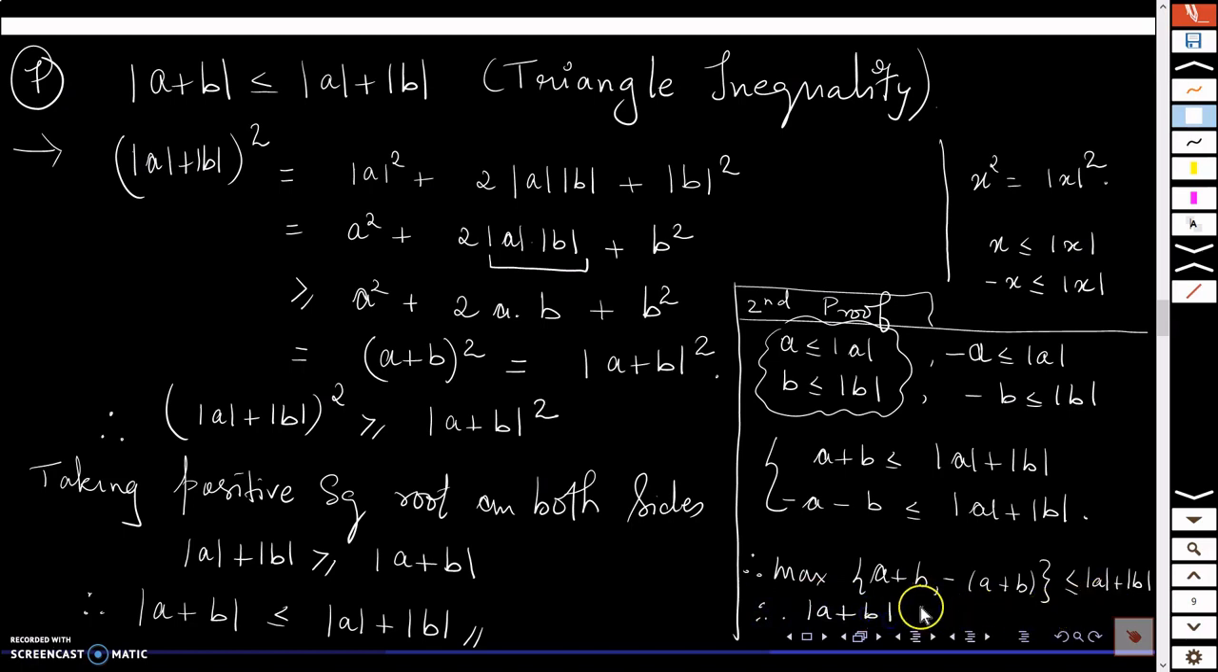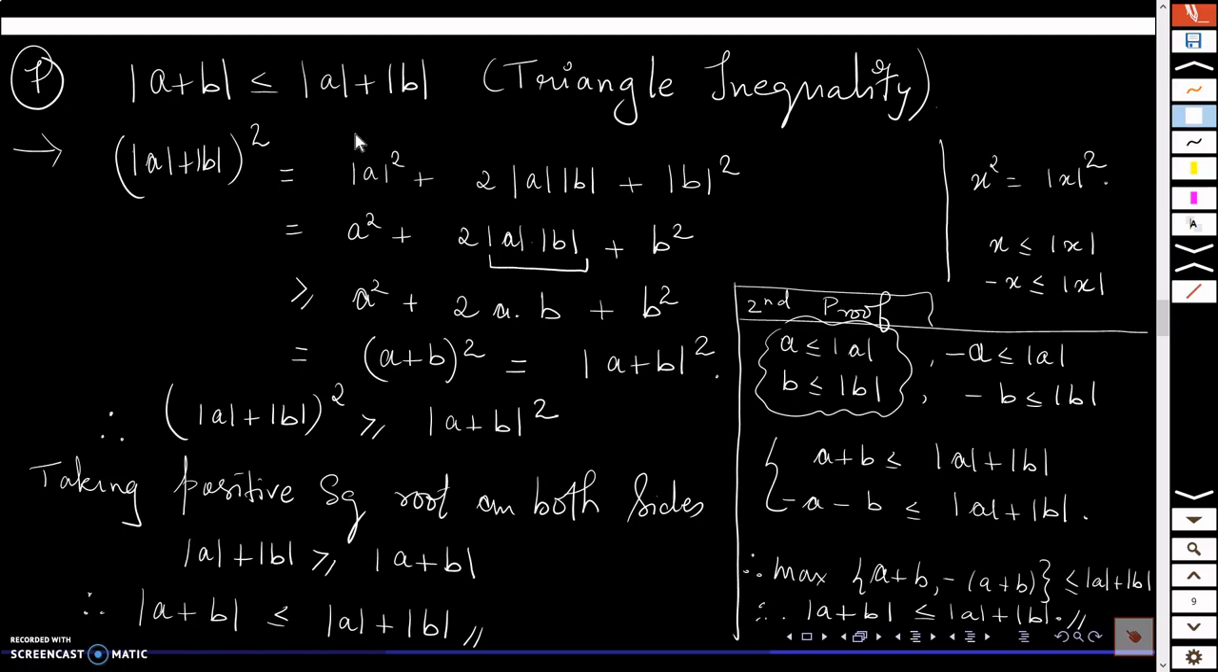And that is less than or equal to mod a plus mod b, right? So this is another way of proving the triangle inequality. In fact, there are lots of ways in which you can arrive at this result. So each one of you can look out for your own way to arrive at this triangle inequality, right? So this is the triangle inequality.